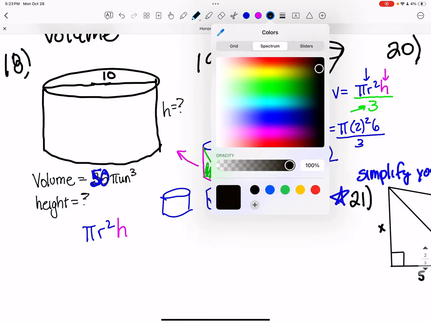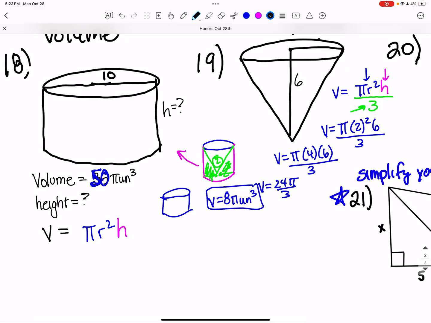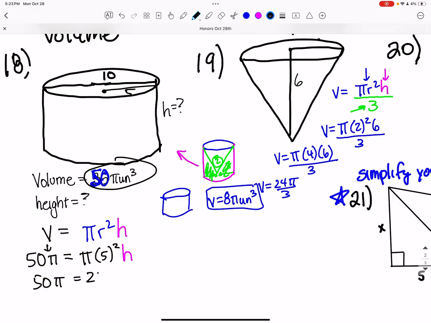That's the answer. But in this one, they tell us the volume. They say it's 50 pi. All right, so 50 pi is what we're going to plug in for the answer. And that's going to be pi times the radius, which is 5, half of 10, 5 squared, times, we don't know the height, so we'll leave it as an h. Okay, this is 50 pi equals 25 pi times the height.